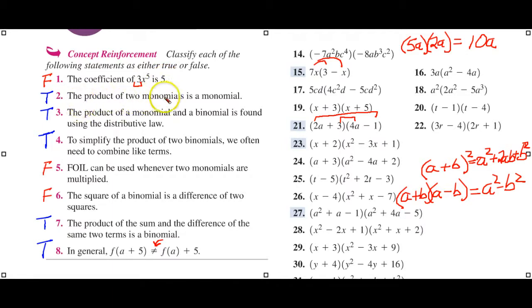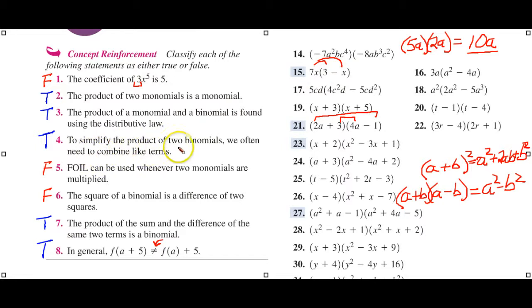Now the product of two monomials is a monomial. We see here, this is a monomial, a monomial. When we multiply it, we get a monomial. The product of a monomial and a binomial is found using the distributive law, which we see illustrated here in number 15. We would just distribute that using the distributive law.